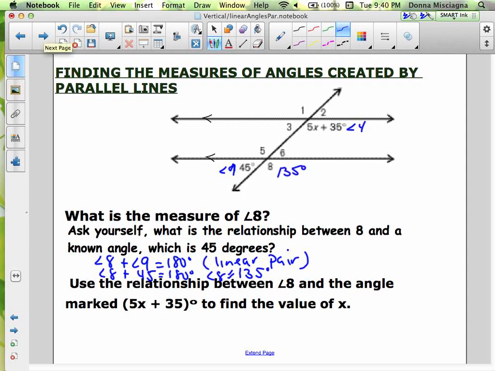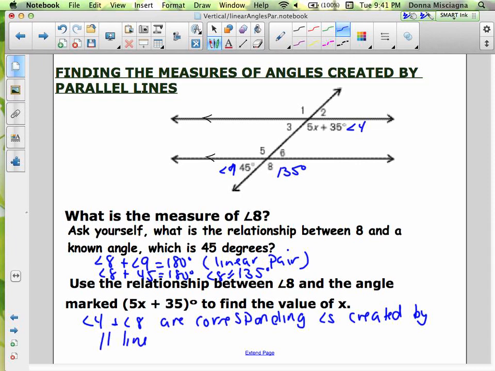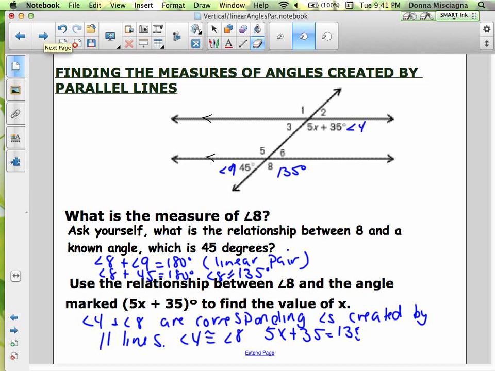Now we're looking for the measure of angle 4. Angle 4 and angle 8 are what kind of angles? Notice, same position on a line, both to the right side. Those are corresponding angles created by parallel lines. And we know that corresponding angles are congruent. So therefore, angle 4 is going to equal angle 8, or be congruent to angle 8. And since angle 8 is 135 degrees, and angle 4 is 5x plus 35, we can solve now for x using our angle relationships.